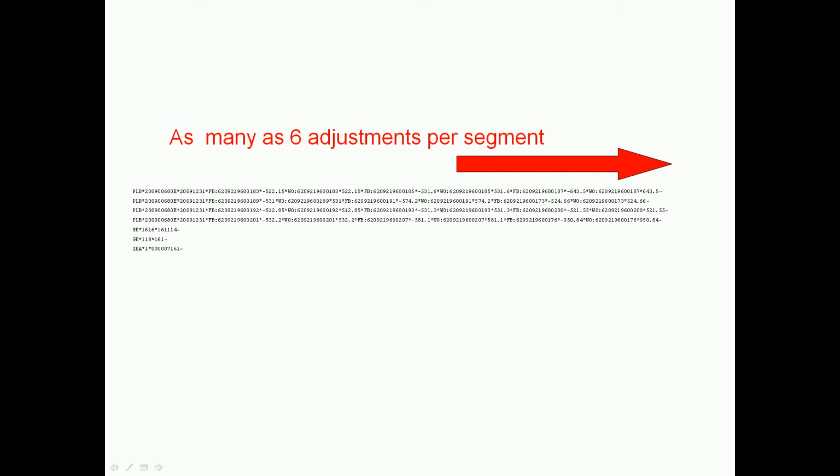Now here's a look at a more robust section of PLB out of a file. You can have as many as 6 of those adjustments per segment or line going across. You can also have an unlimited number of segments going down. So in this particular example, we've got 4 different lines or segments of PLB, and each one of them has multiple adjustments on them. So this is a fairly large set of adjustments.